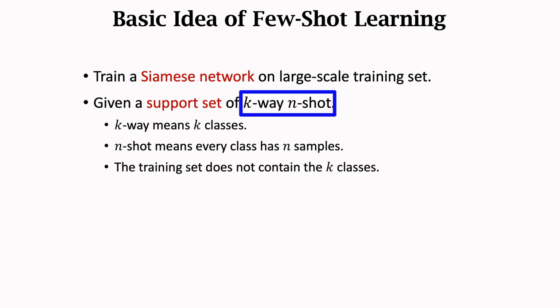The support set is called k-way n-shot. K-way means the support set has k classes. The more classes there are, the harder the prediction is. N-shot means each class has n samples. The fewer samples there are, the harder the prediction is. The hardest problem is one-shot learning. That is, making a prediction based on only one sample.